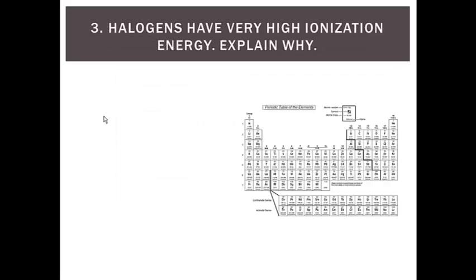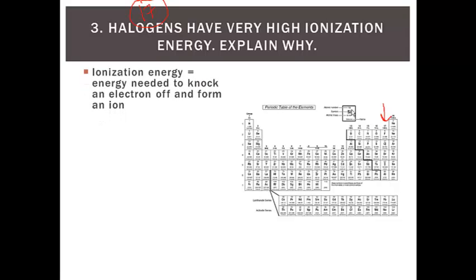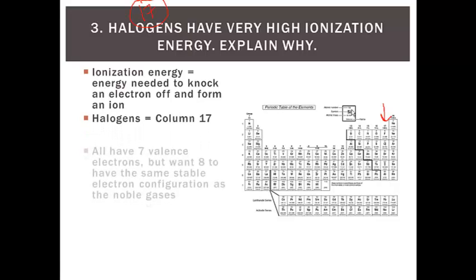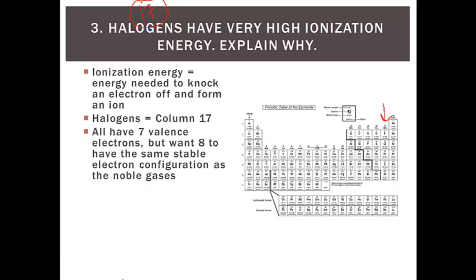Halogens have very high ionization energy. Explain why. So again, in that last slide, we saw that halogens are everything in column 17. So these are all going to be halogens. Ionization energy is the energy needed to knock an electron off of an atom to form an ion. So it's how much energy I need to knock one of those electrons off. Halogens are in column 17, which all have 7 valence electrons.